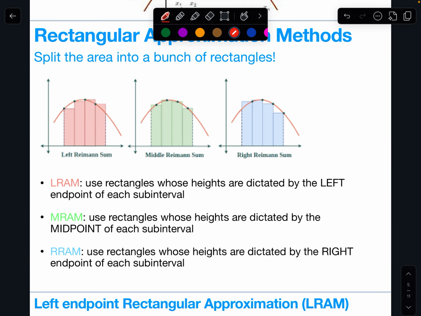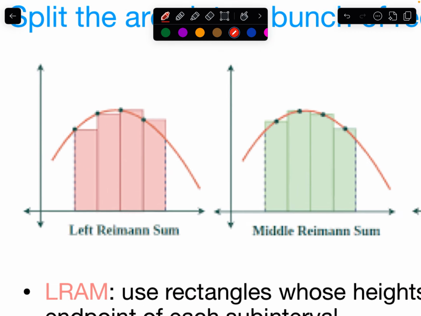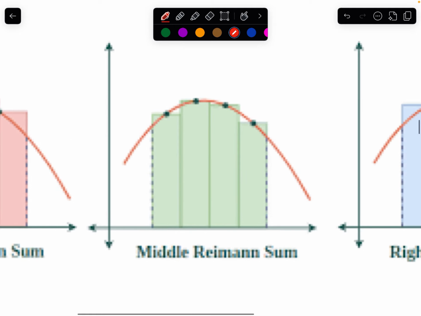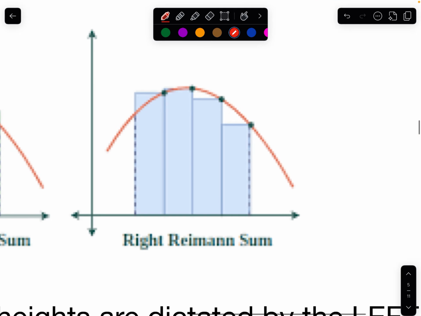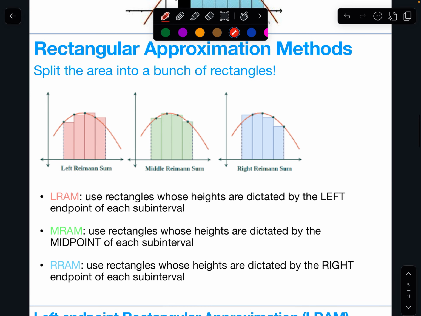And there are 3 rectangular approximation methods we're going to use. We're going to use the left Riemann sum, the middle Riemann sum, and the right Riemann sum, sometimes referred to as LRAM, the left endpoint rectangular approximation method, MRAM for midpoint approximation, and RRAM for the right endpoint approximation. Right? And these images kind of show the differences between the three. LRAM, MRAM, and RRAM, those techniques tell us how we're going to find the heights of these rectangles. Are they dictated by the left endpoint of each rectangle, the midpoint of each rectangle, the right endpoint of each rectangle? That's the difference between these three approximation techniques.